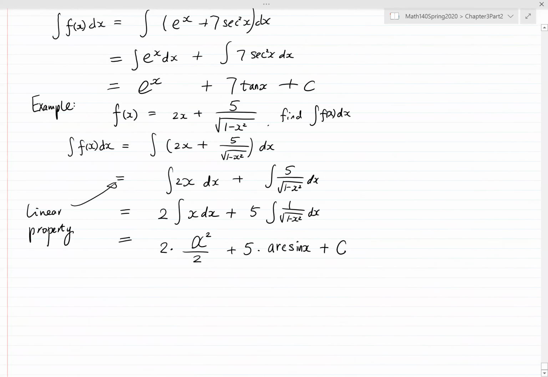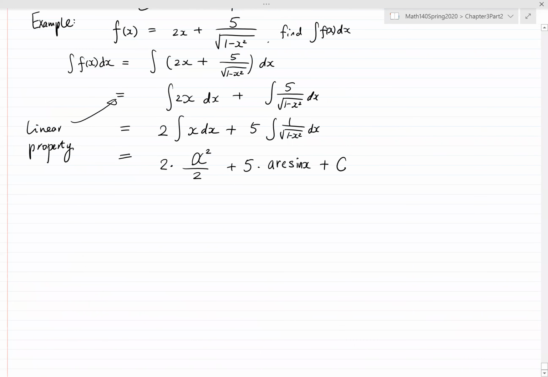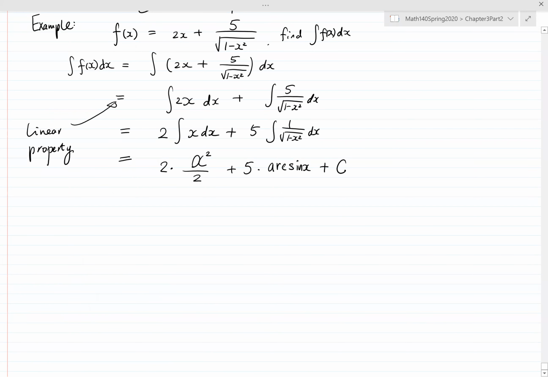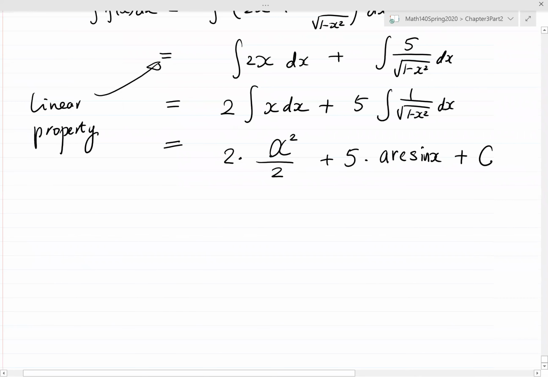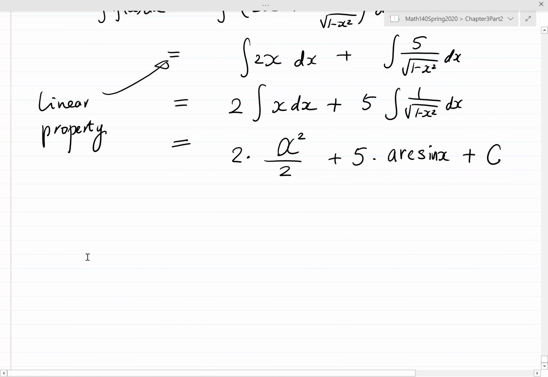I think we do some examples of these antiderivatives. All right, now let's do some antiderivative examples. Right now, the only tool that we have to do antiderivatives is the antiderivative table. Now, example.